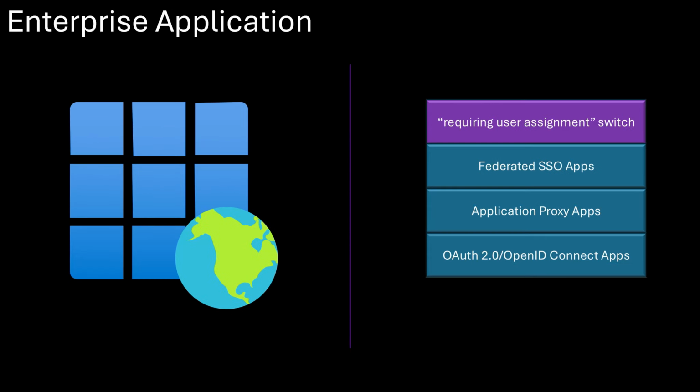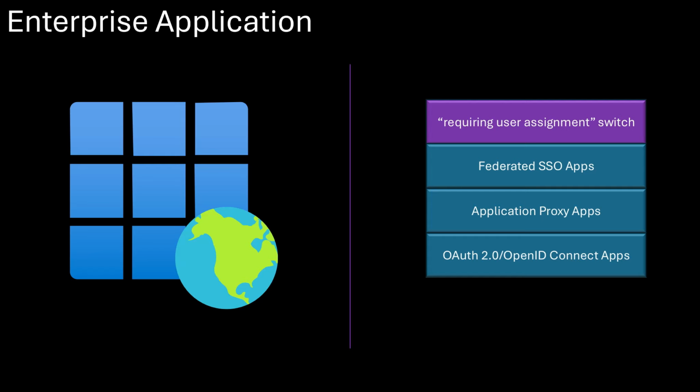Sometimes you want to make sure that only specific people in your organization can access certain applications, no exceptions. That's where requiring user assignment comes in. When you enable this feature in the enterprise application, you are essentially saying only the users I explicitly assign can sign in to this application. Requiring user assignment is a feature of the enterprise application.